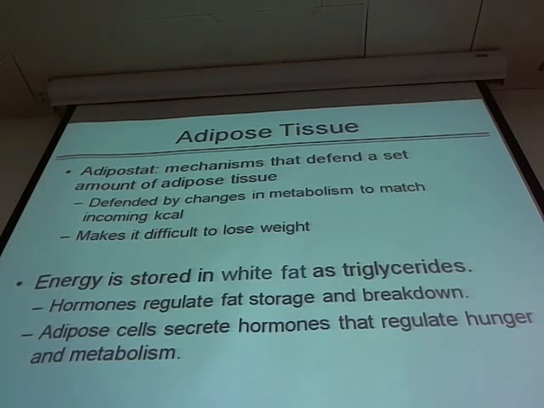Insulin. Glucagon. So it really depends on what is going on in your body at that moment in time. Yeah, it depends on your caloric intake and your caloric need. Okay, calories. That makes sense.